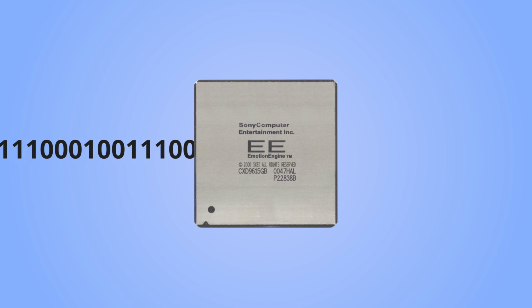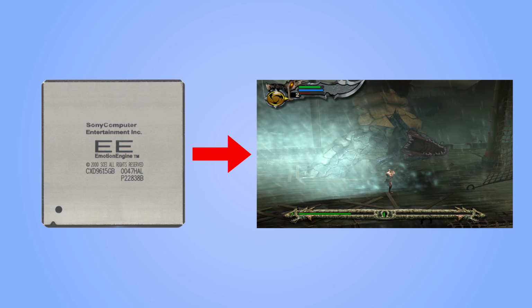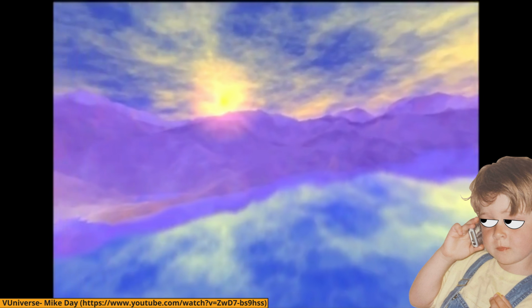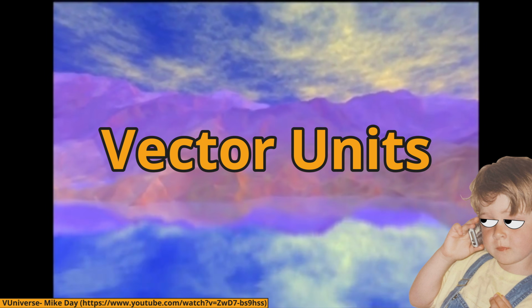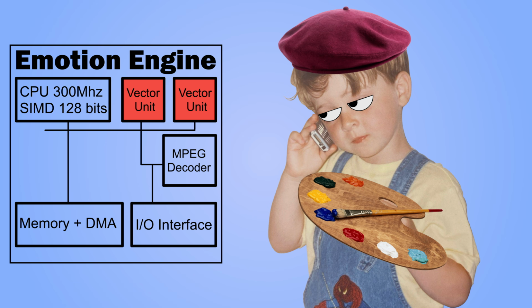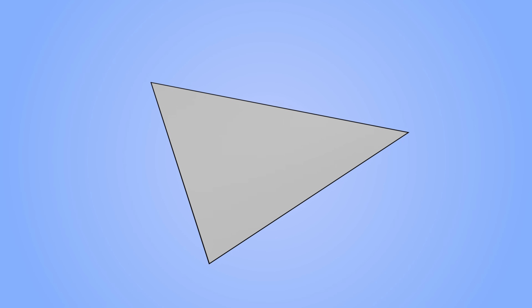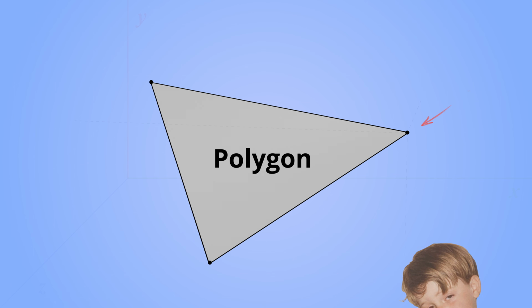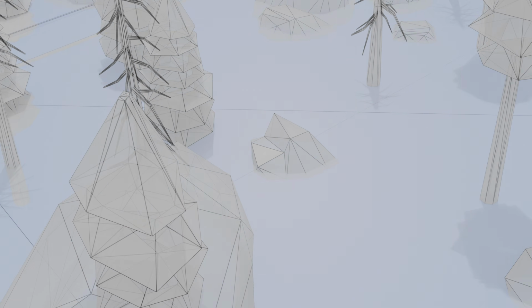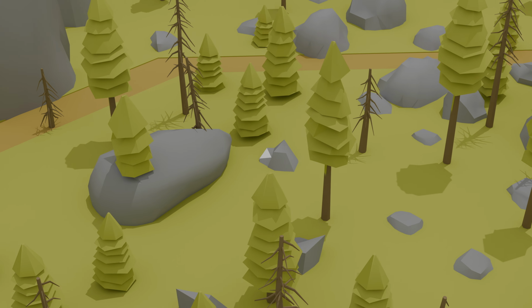Once that data arrived inside the Emotion Engine, something actually had to turn it into 3D worlds. And the real reason the PS2 could push so much geometry wasn't the CPU or the DMA controller, it was the vector units. To understand why vector units were so important, let me paint you a simple picture. Imagine a triangle. Each corner of that triangle is a point in 3D space, a vertex. Congrats, you now know what a polygon is. Now, take a bunch of those polygons, smash them together, and boom, you got 3D objects, environments, characters, entire worlds.